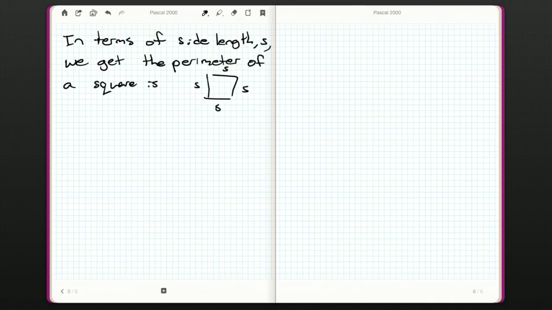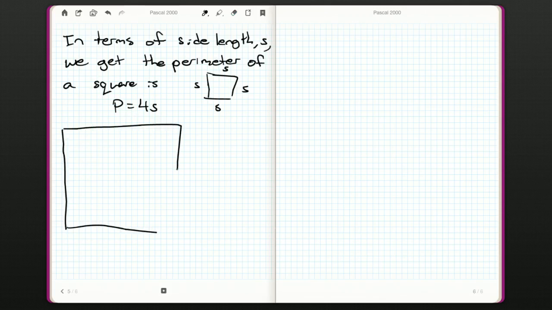Well, the perimeter is just you add up all the side lengths. So it's just going to be 4 times S, whatever S is. We have 4 copies of S. We need to add them all up. Perimeter is just going to be 4S. Okay, well, so then what is the side length of that interior square?